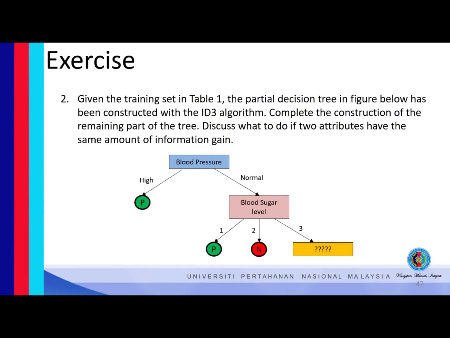Excellent. I hope you can bear with me until now. Second question. Given the training set in Table 1, the partial decision tree in the figure below has been constructed with the ID3 algorithm. Complete the construction of the remaining part of the tree. Discuss what to do if two attributes have the same amount of information gain.